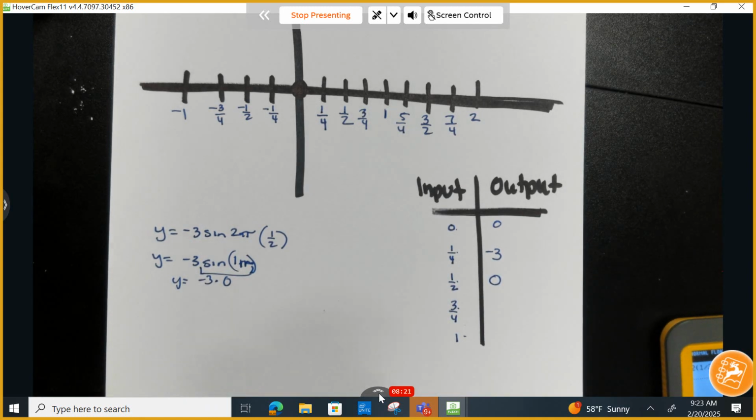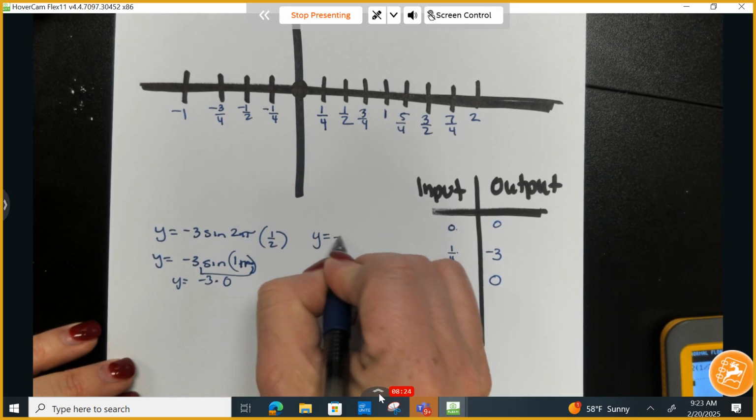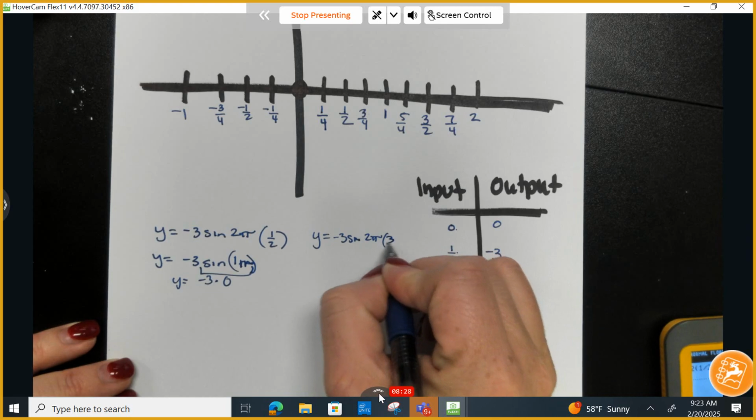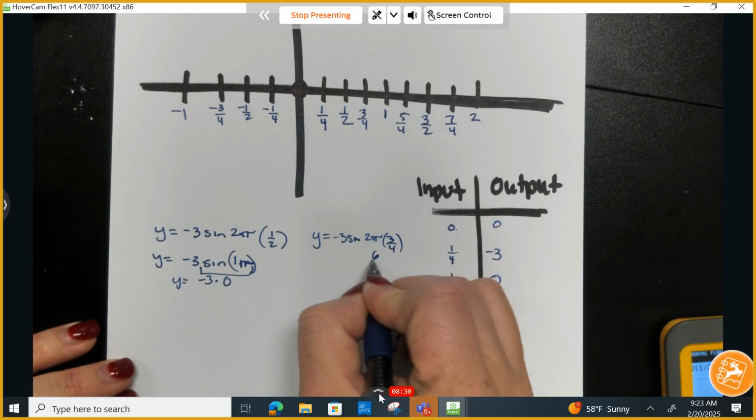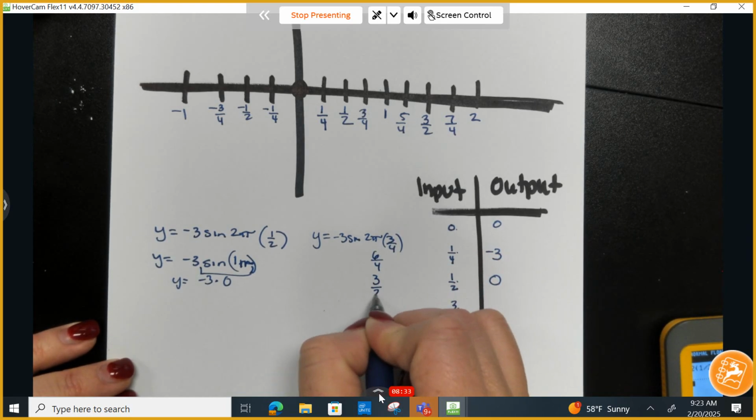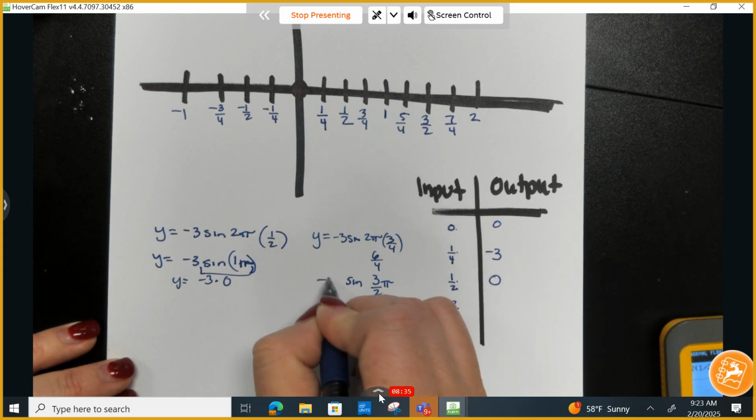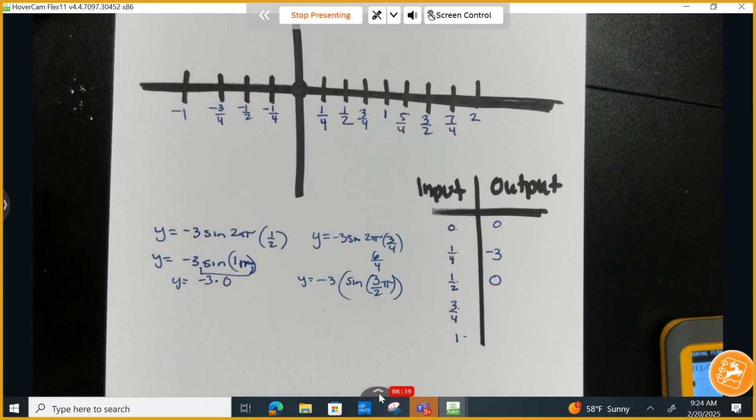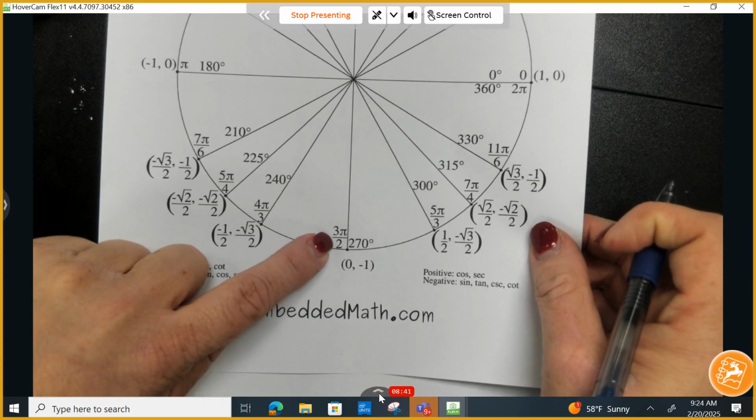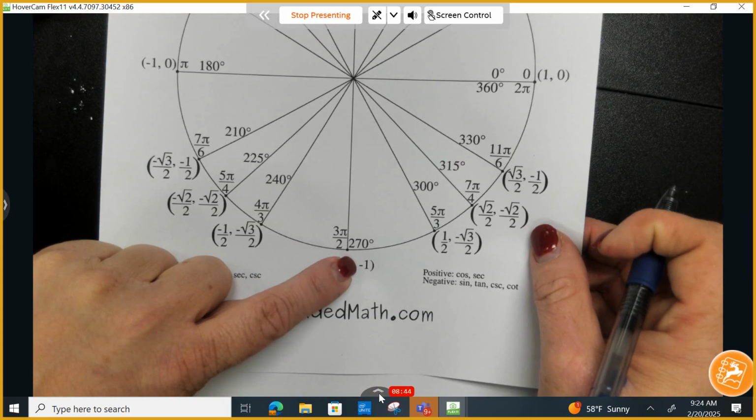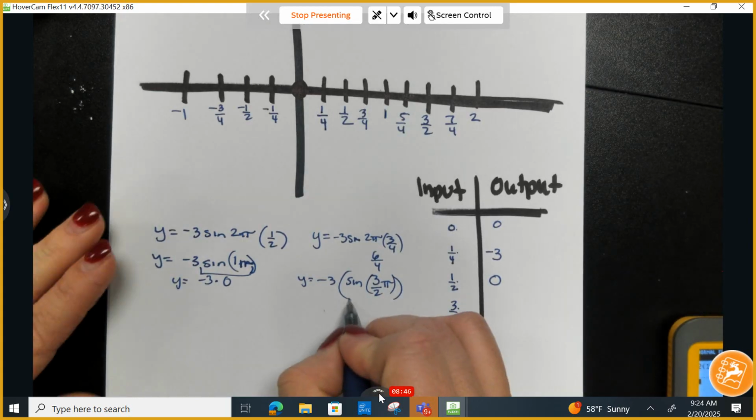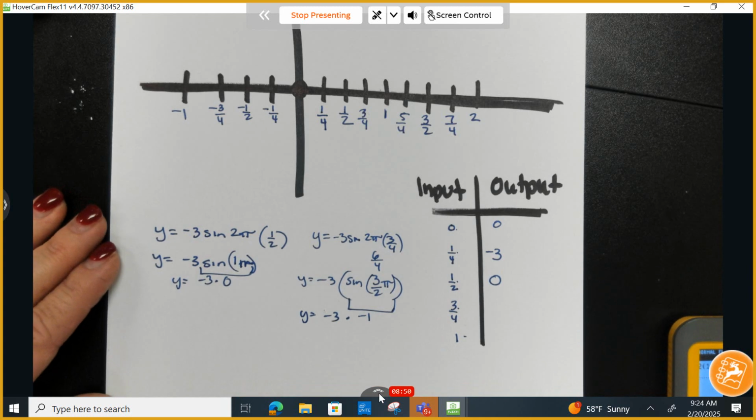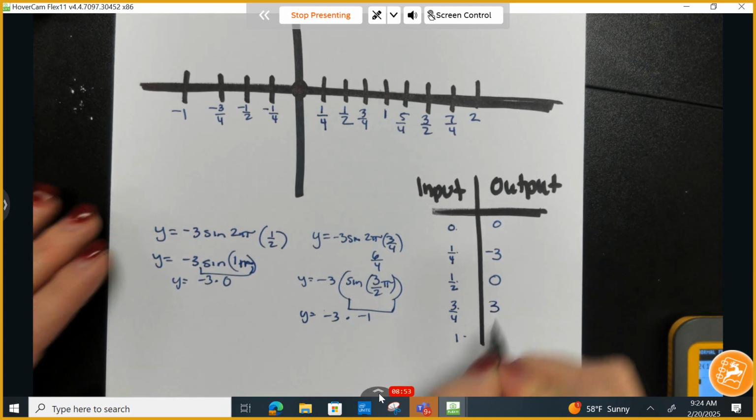I'm going to do 2 more. I'm going to speed them up now. Here we go. Y equals -3 sine of 2 pi times 3/4. I know that if I use a calculator, I get 6 over 4, which reduces to 3 over 2. So I want to go on the unit circle and find where is 3 pi over 2. That's right down here. The sine at that value is -1. So this is -1 times -3. -1 times -3 is +3.